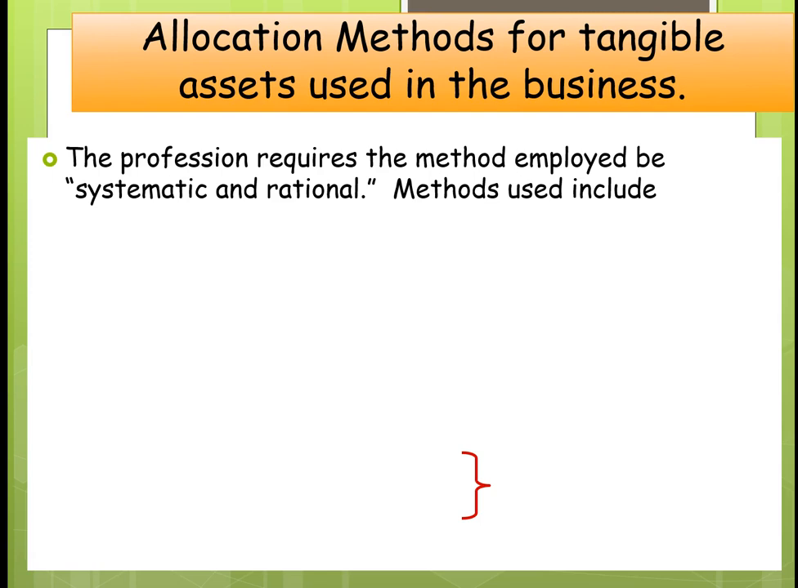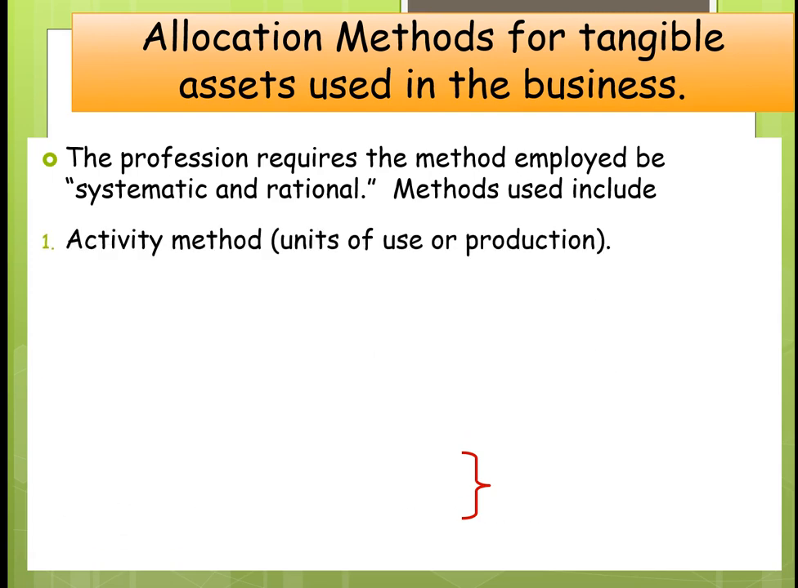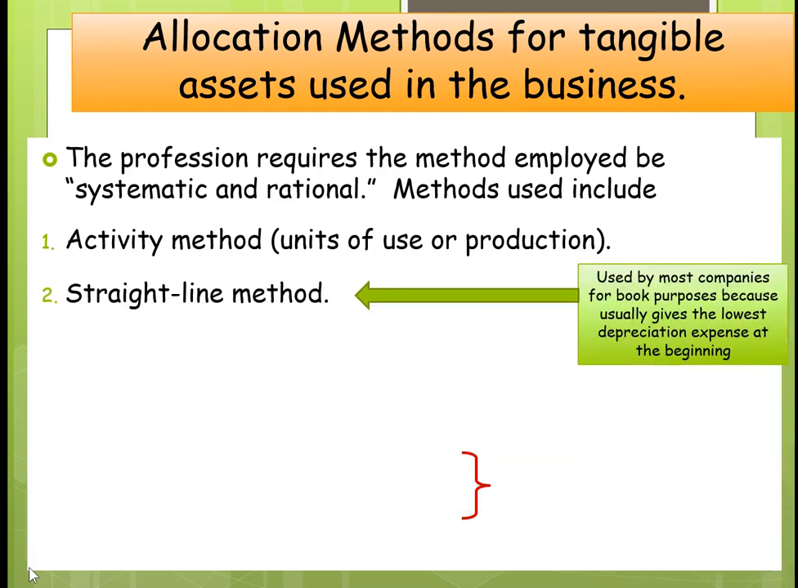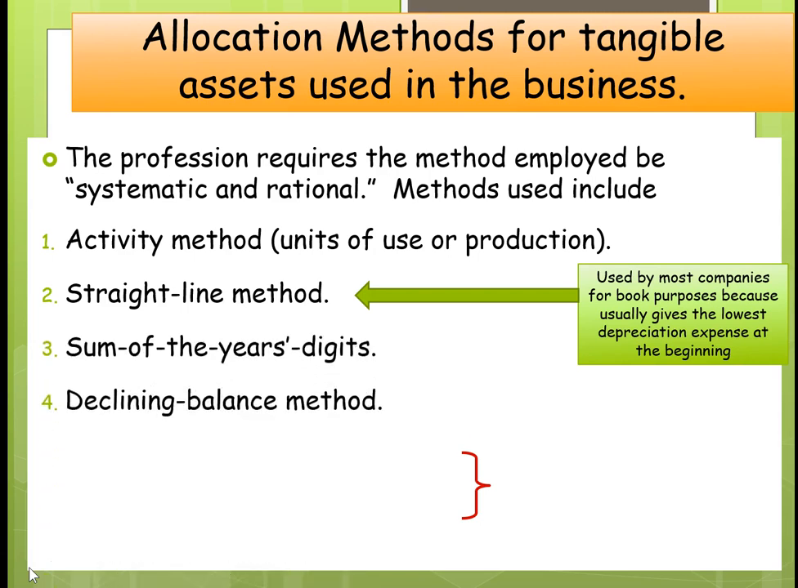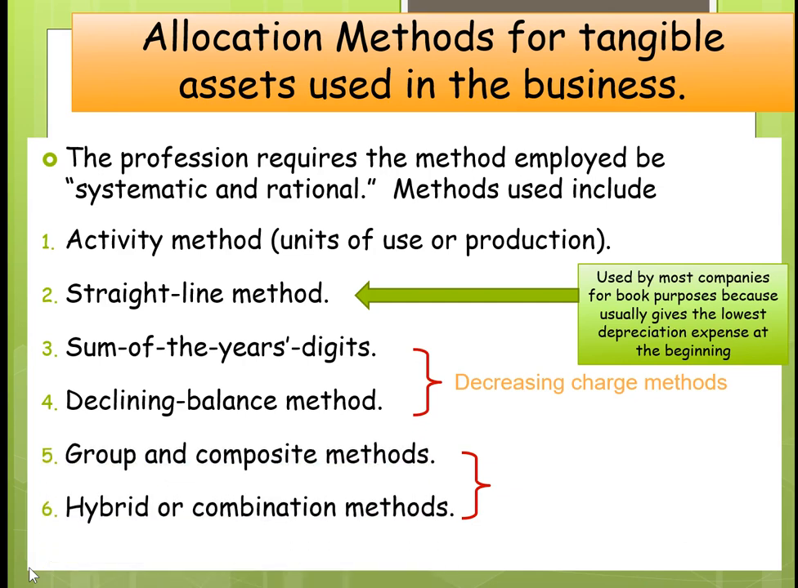Now, we have these methods. The requirement is that it has to be systematic and rational. And when you go out and work in accounting, you'll find that there's all kinds of methods. There's activity-based. This is units of production or units of activity. Straight line, this is the one that's used by most companies because it's so easy, and normally they don't assume a salvage value because who keeps track of that stuff. Okay, sum of the year's digits, declining balance. These are called decreasing charge methods, and then we have the group and composite methods or a hybrid or combination method. These are ones that are unique to certain companies, and these are special methods.